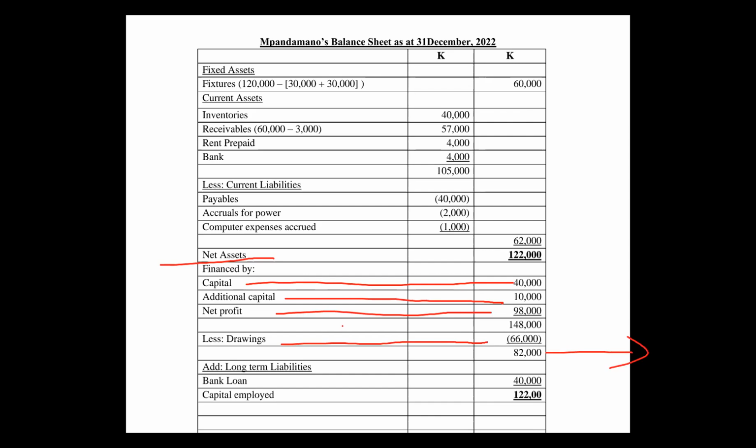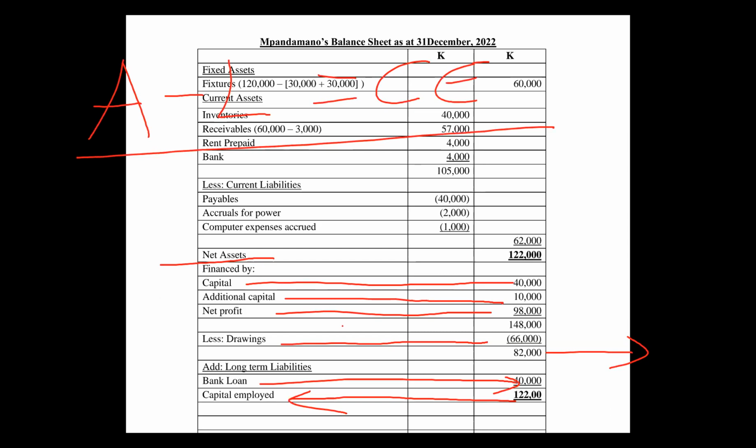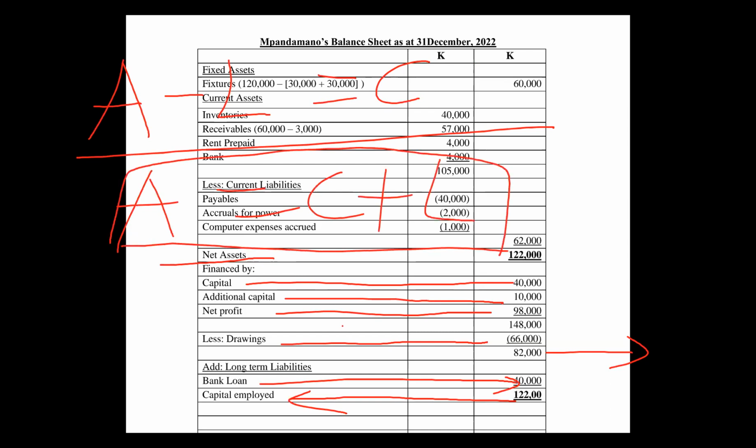From the 82,000, you will add the long-term liabilities. We had a bank loan, it's a long-term liability. You add that, and it gives you capital employed as 122,000, so that we can obey the equation that says assets minus liability is equal to capital employed. Is that clear? It's the same thing. Asset minus liability, or asset is equal to capital plus liability. This is another format of the equation. But I was just commenting on asset minus liability, which is the one that we are following. It's the same equation, it just carries different forms.